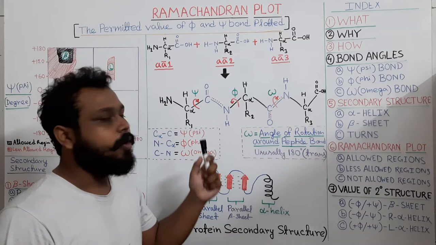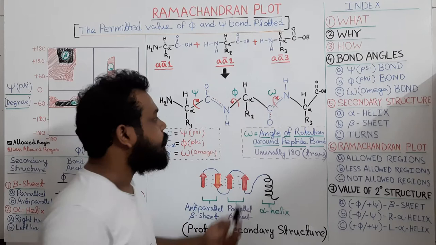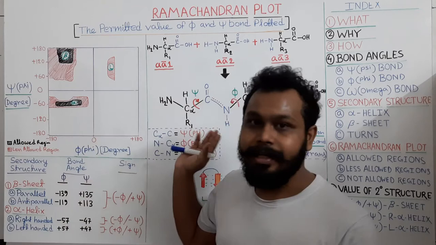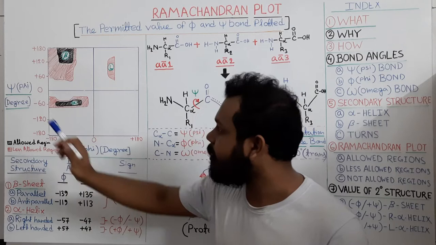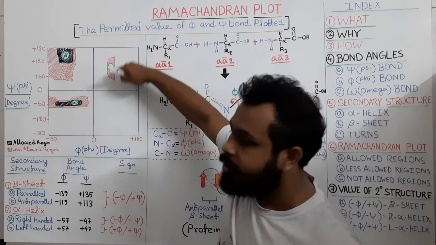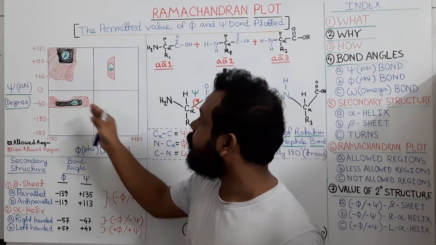But not all bond angles are allowed for protein structure, because steric clash occurs because of the side chains. All rotations are not possible because of the side chain, so all bond angles are not allowed for the secondary structure of a protein. Here we plot the phi value on one axis and the psi value on the other, with minus phi, plus phi, plus psi, and minus psi, forming four quadrants.